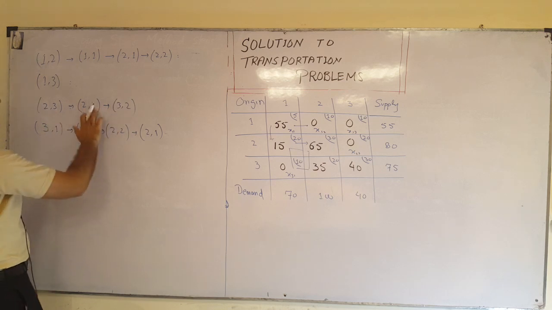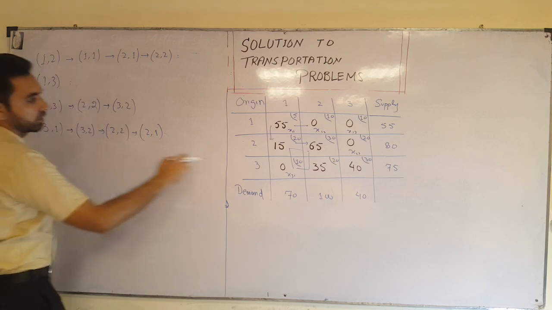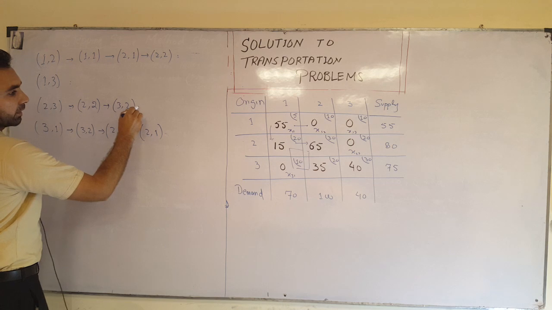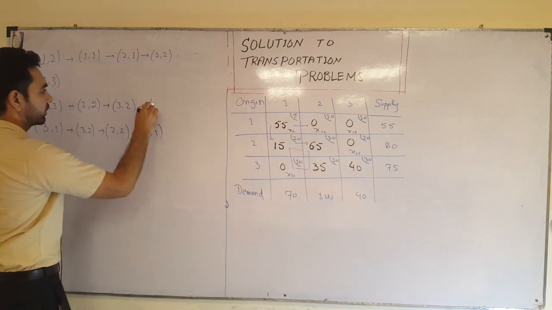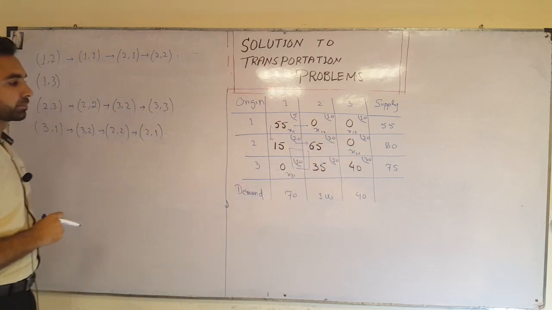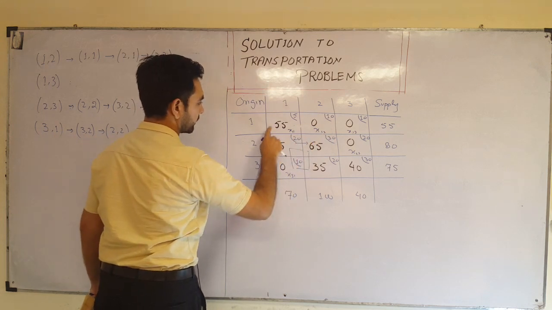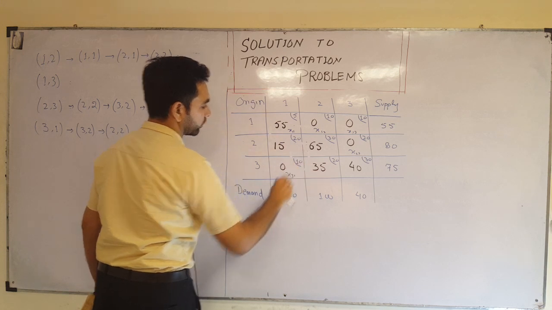Sorry, 2 2. From 2 3 you can go to 2 2. And from 2 2 you can go to 3 2. And from 3 2 you can go to 3 3 and back to 2 3. Now this one is a little complicated, and here you can apply the rules.